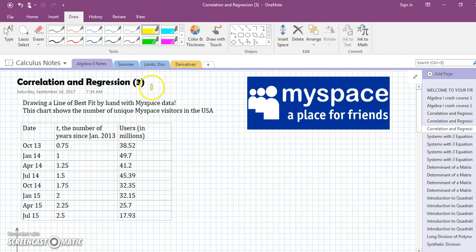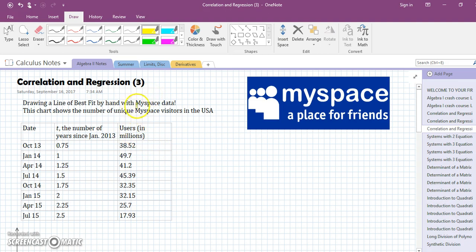So get your graph paper. Period 3, I had you grab graph paper. Period 7, I don't think I had you grab one. So if you have graph paper, use it. If you need to print some, there's a link to graph paper on my website under the resources tab. Try to get your hands on graph paper somehow. Otherwise, it won't be super accurate.